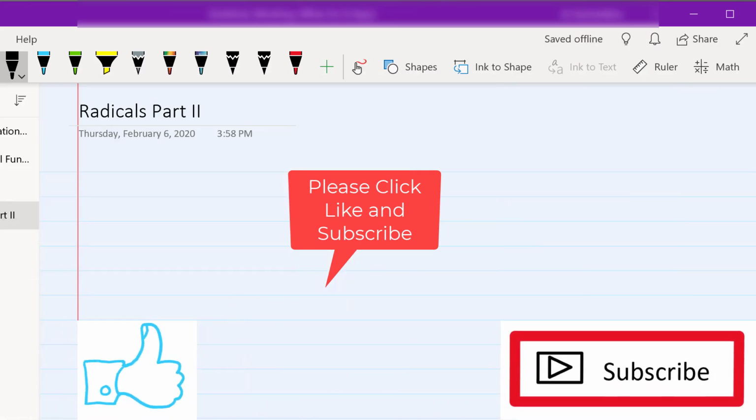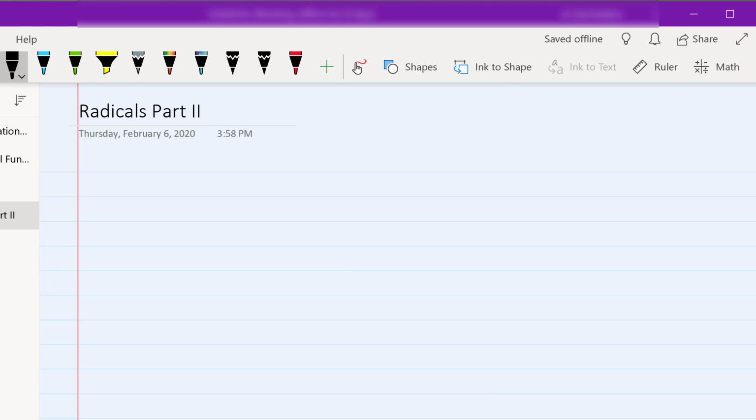Today we're going to be talking about radicals part 2. Last lesson we looked at radicals, the first part, and we're going to continue with some examples. Let's begin. The first question is to simplify the square root of 64.